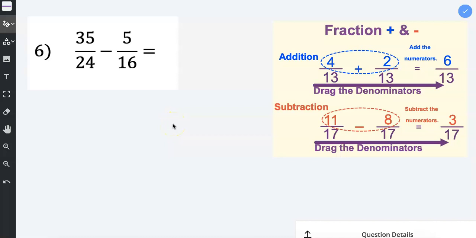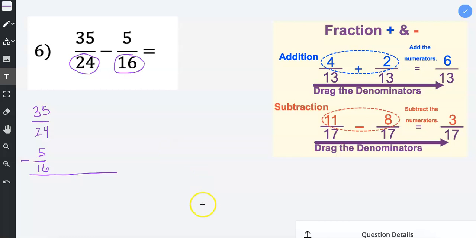Problem number 6, 35/24 minus 5/16. First, I notice that the denominators are not the same. So I'm going to need to find equivalent fractions for 35/24 and 5/16 so that both fractions contain the same denominator, so I'm able to subtract these. So I'm going to use the same method I used in the last example, and I'm going to start writing out the multiples of each.